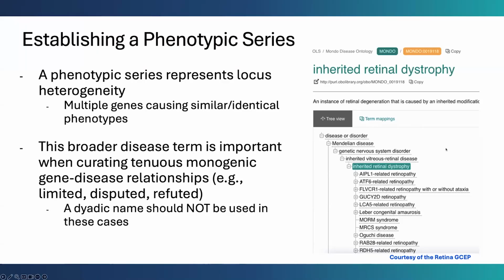But when we have those limited, disputed, and refuted, we could use something broader that is not dyadic in order to give those classifications for our gene disease validity, until which time they meet a moderate, strong, or definitive, and we can come in and give it a more dyadic name, whether explicit or implicit.